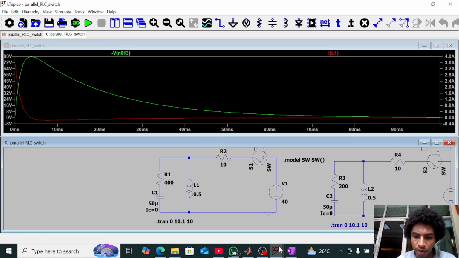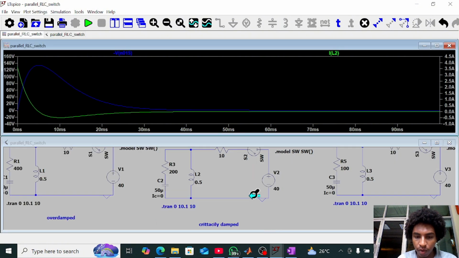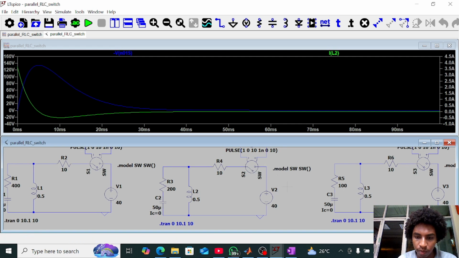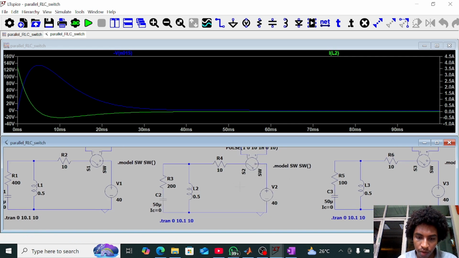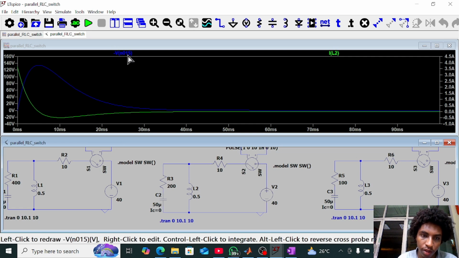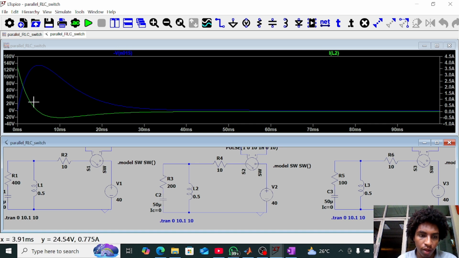So for the critically damped circuit, the same thing, the same switch. This is the voltage in the capacitor, and this is the current in the inductor. The current is the green color, and the voltage is the blue color.